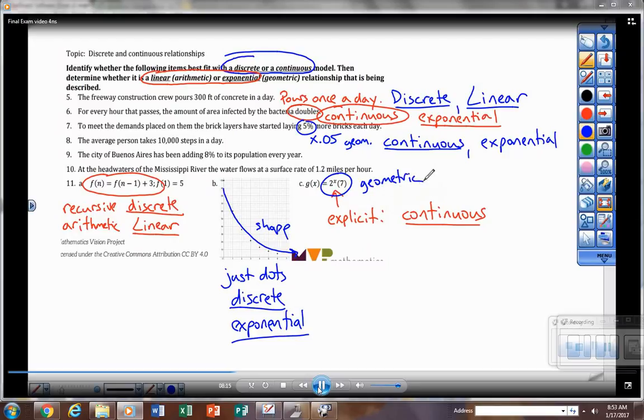So again, know the difference between discrete and continuous, and linear and exponential. Discrete, always something you gotta wait for, or recursive. Continuous, something continuously changing over time, or explicit. Arithmetic, always linear. Geometric, always exponential.